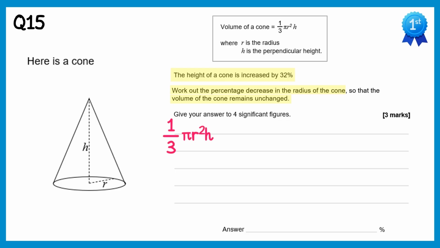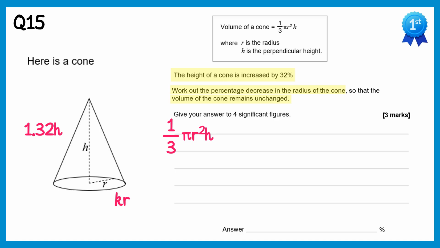But then we're going to change some of the lengths. So the height is going to be increased by 32%. This means we multiply it by 1.32. So instead of being h tall, it's now 1.32h tall. Then we're going to decrease the size of the radius to keep the volume unchanged. We don't know how much we're going to decrease it by though, that's what we need to find out in this question. So instead of it being r for the radius, it's going to be kr. And we don't know what k is yet, but it's how much we're going to change it by.